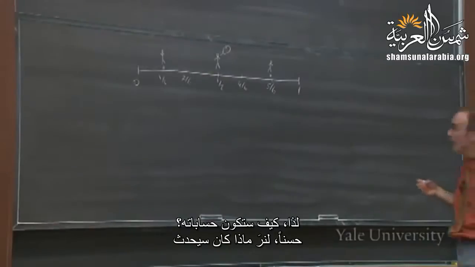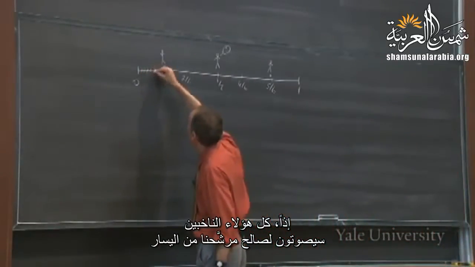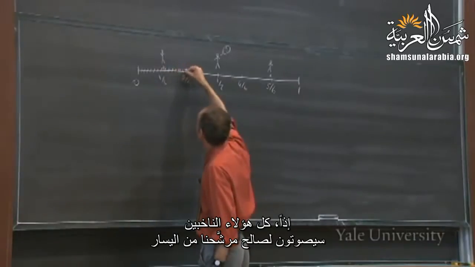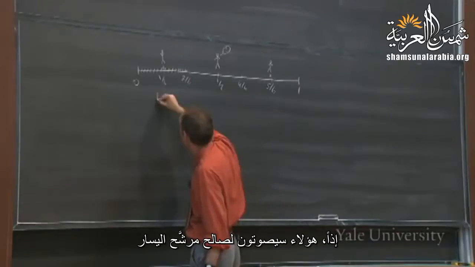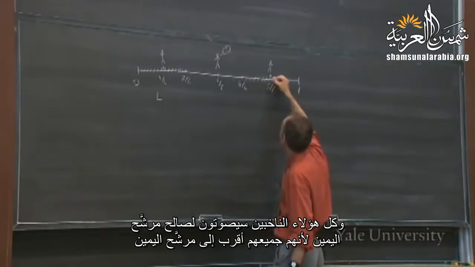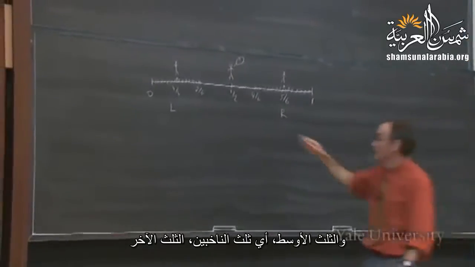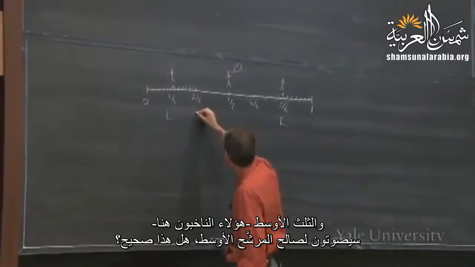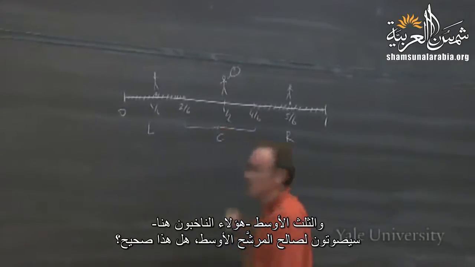Well, let's look at what would have happened. So all of these voters are going to vote for our left-wing candidate. All of these voters are going to vote for the right-wing candidate. Right? They're all closest to the right-wing candidate. And the middle third, that's a third of the voters, these ones here, are going to vote for the center candidate.